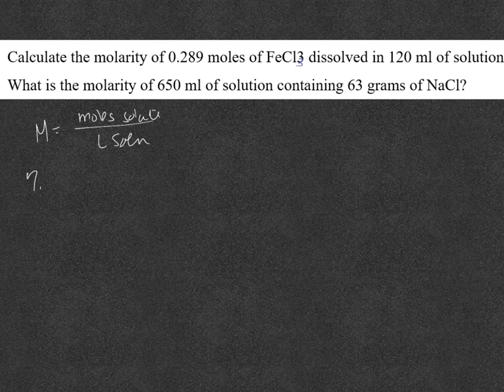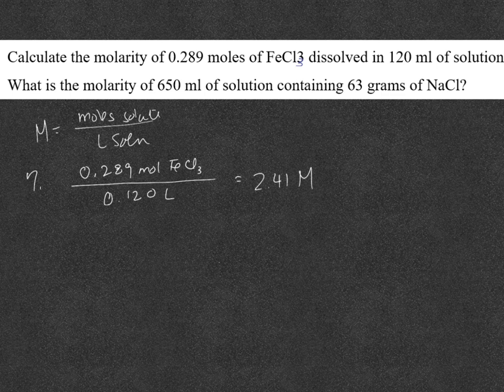Dissolved in 120 milliliters of solution. Well, I'm already in moles. This FeCl3 is the solute. I'm already in moles, so 0.289 moles of FeCl3. And 120 milliliters of solution, I put that into liters, 0.120 liter, and I get 2.41, and the unit is a capital M.